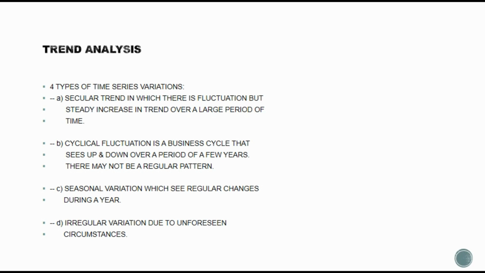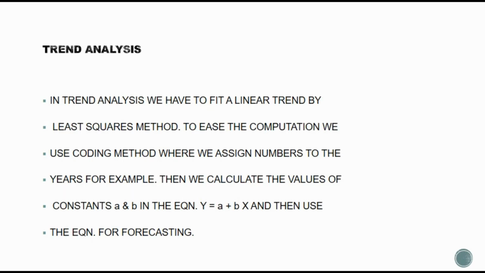Cyclical fluctuation, in a business cycle that sees ups and downs over a period of a few years. They may not follow a regular pattern. Seasonal variation sees regular changes during a year. Irregular variations are due to unforeseen circumstances. In trend analysis, we have to fit a linear trend by the least square method.